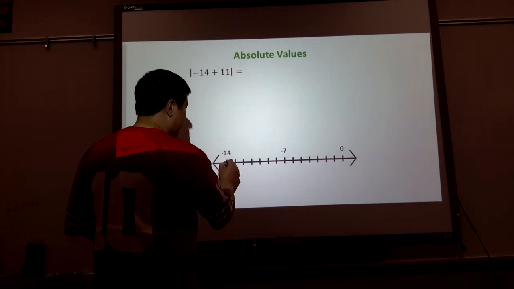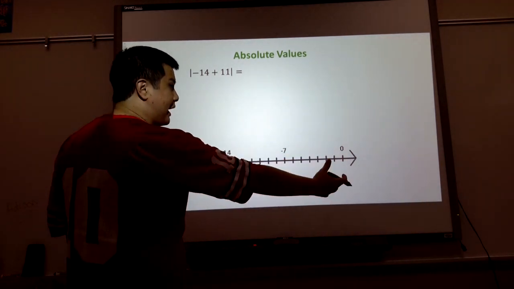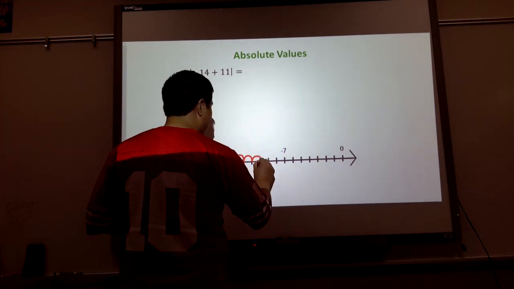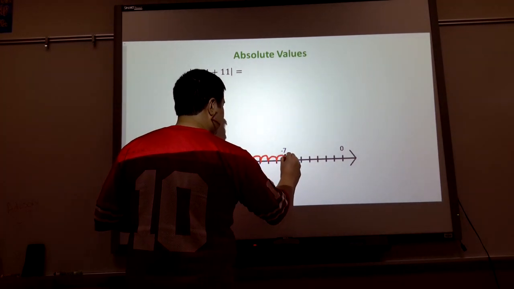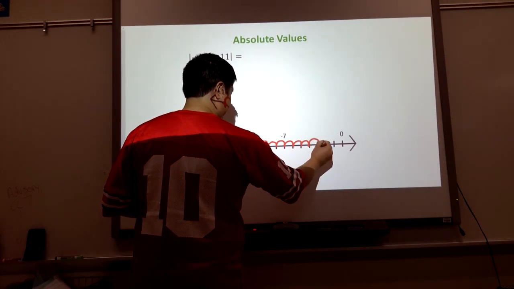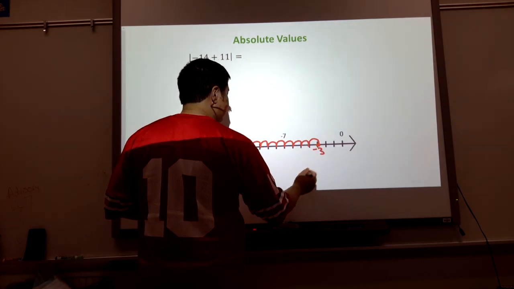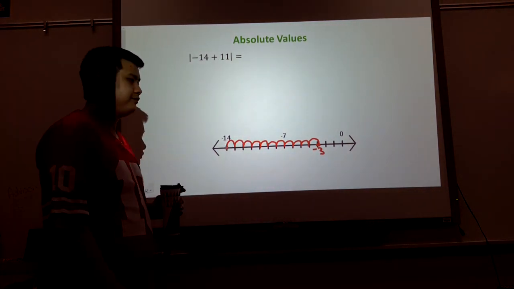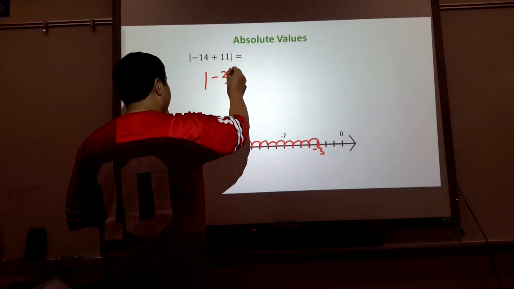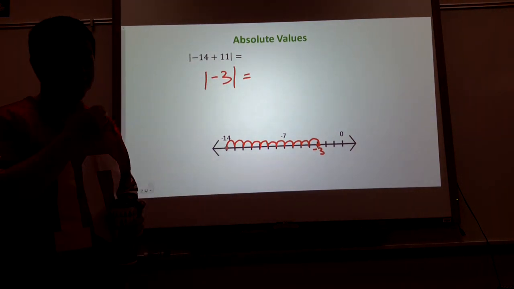So negative 14, as we know, is right here, and we're going to add value to it, which means we're going to go right 11 times. So 1, 2, 3, 4, 5, 6, 7, 8, 9, 10, 11. That puts us at negative 3. Now, as a result, when we simplify it, we get negative 3 inside an absolute value. The absolute value of negative 3.